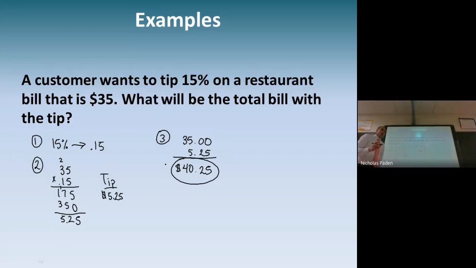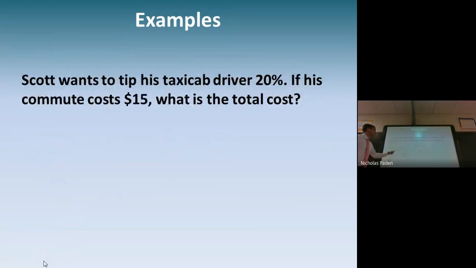Okay, so tip, once again, those same 3 steps that we've been doing. So I want you all to pause the video and go ahead and find the total cost for this question.